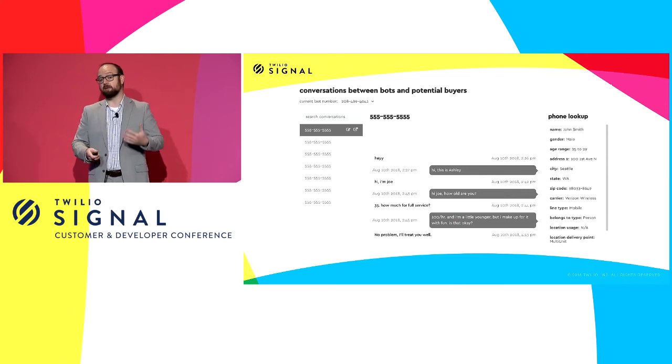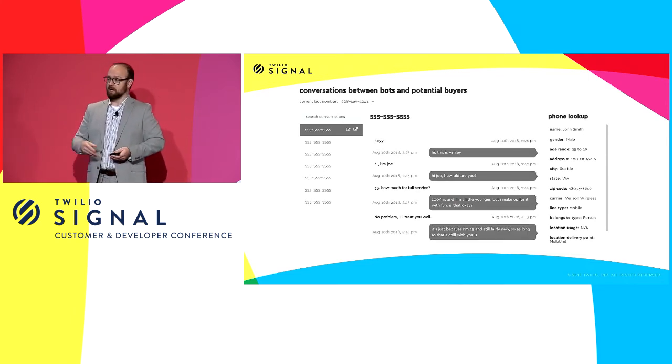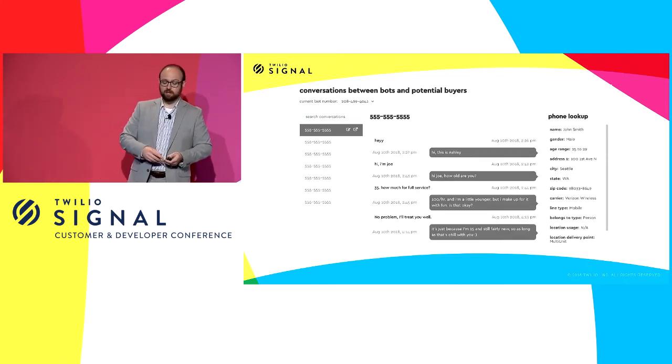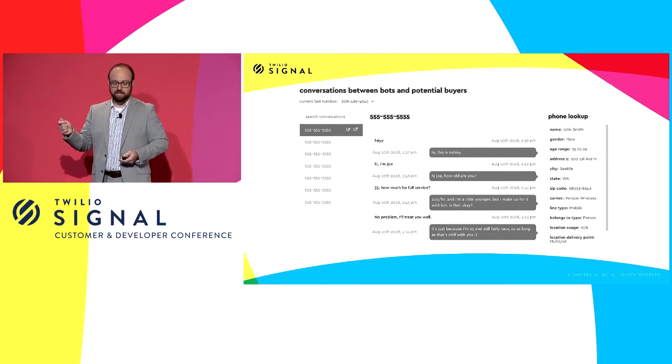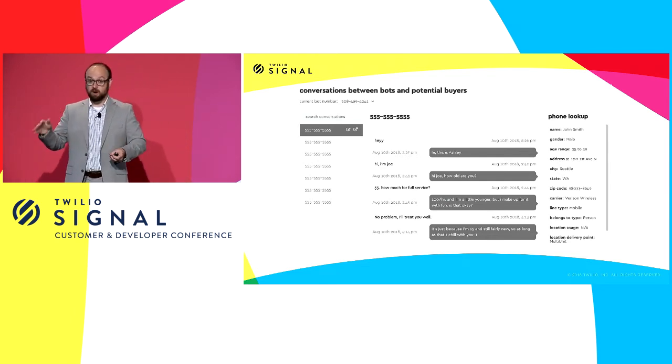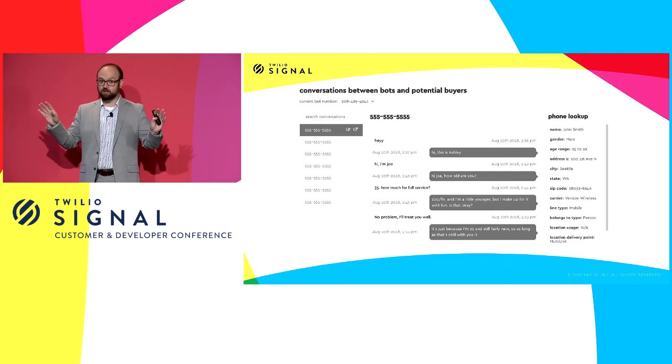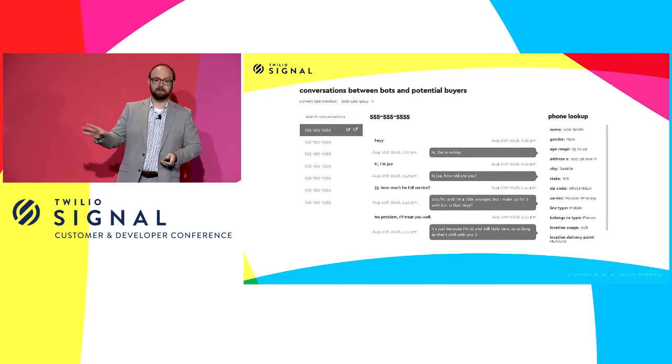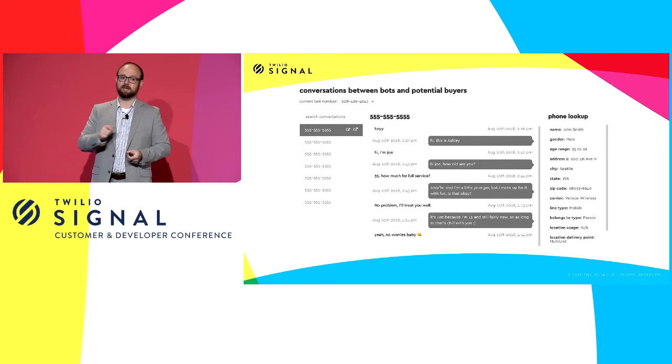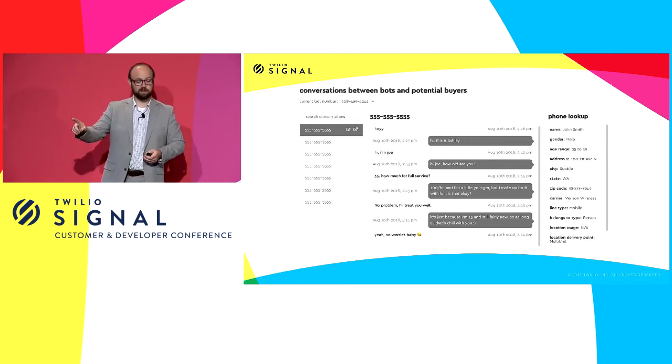Guys who are willing to buy from people who are clearly trafficking victims. Joe says, no problem, I'll treat you well. And the bot says, it's just because I'm 15 and still fairly new. And you hope that Joe at this point is like, that's crazy, that's not what I'm interested in. Obviously, I wouldn't buy sex from a 15-year-old, but instead he says, yeah, no worries, baby, and sends a kissy emoji. It's a real thing that happened.